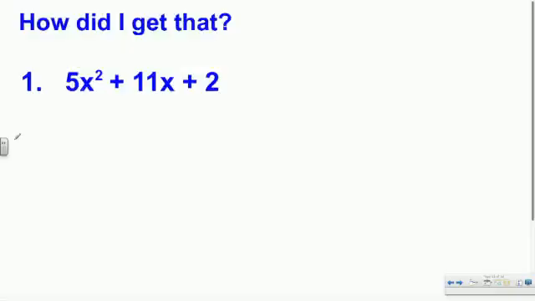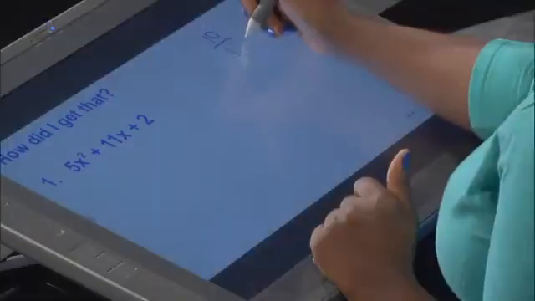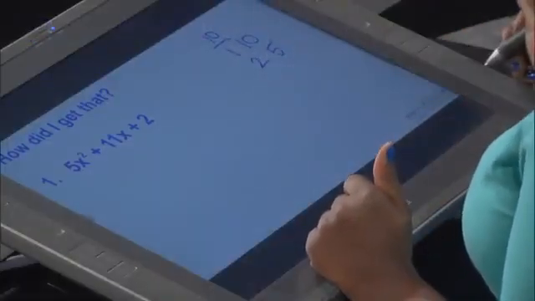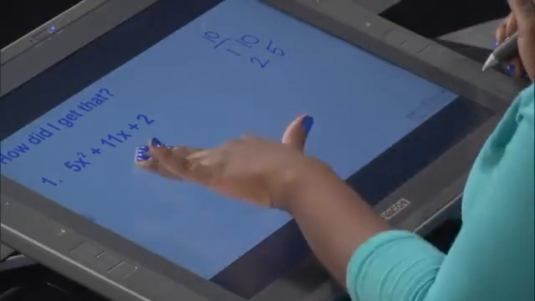So first thing, remember, we're following our steps. We multiply the a and the c. So 5 times 2, that's 10. Okay? So now I need factors of 10. And in my mind, I know that I'm going to need to find the pair of factors that when I combine them, I get 11. So as far as 10 goes, I know 1 times 10 will give me 10. So will 2 times 5. Okay. Now I need the pair that's going to give me 11.